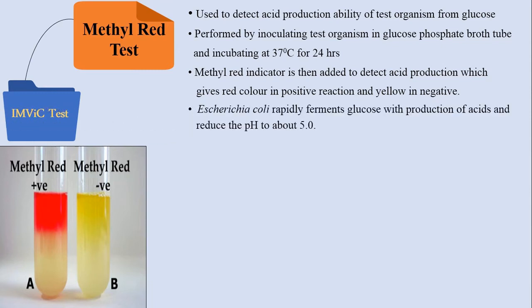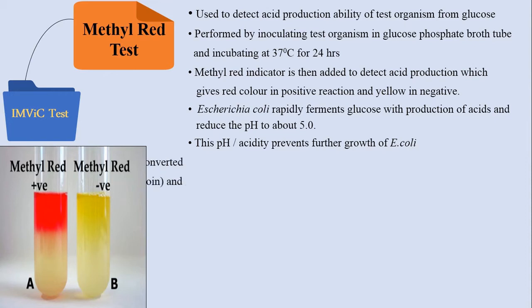The organism Escherichia coli rapidly ferments glucose that is present in the glucose phosphate broth with the production of large amounts of acids, and thereby reduces the pH to about 5.0. This pH, or acidity, that is developed in the medium prevents the further growth of E. coli in glucose phosphate broth tubes.